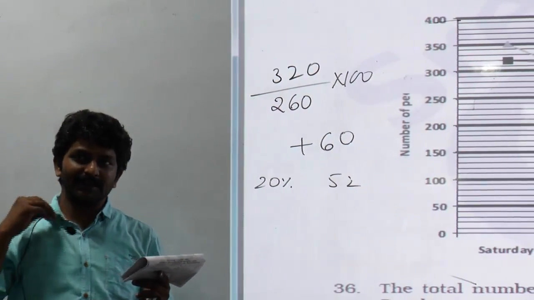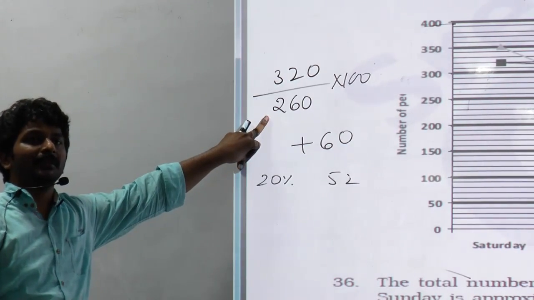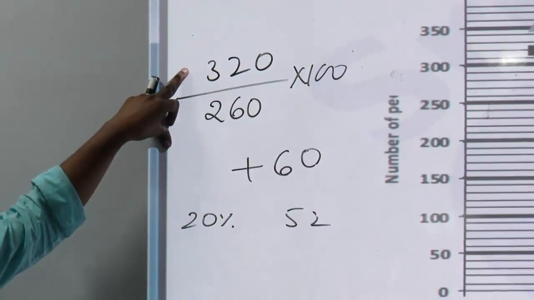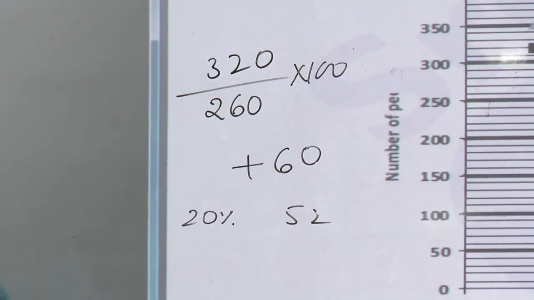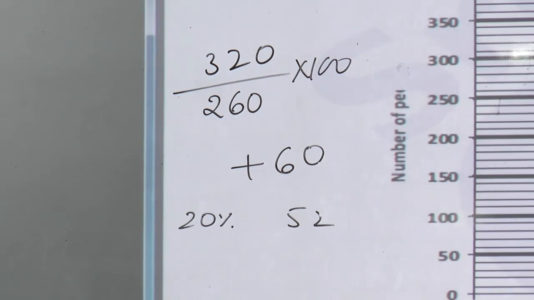20% of denominator is 52, whereas 30% is near about 78, but our numerator is just 60 more. Should be nearby more than 20% but close to 20. So you have only one option.